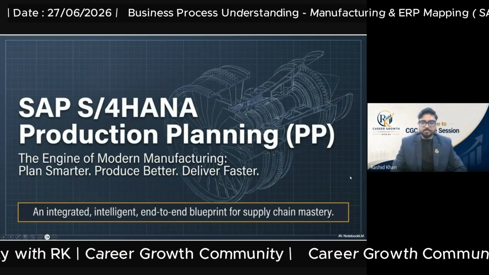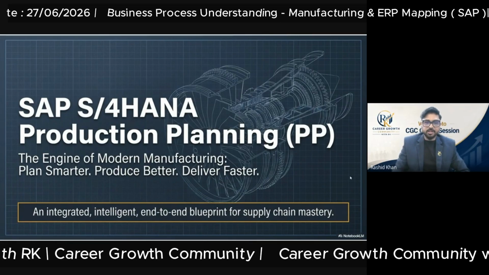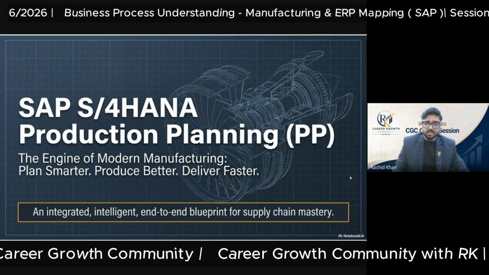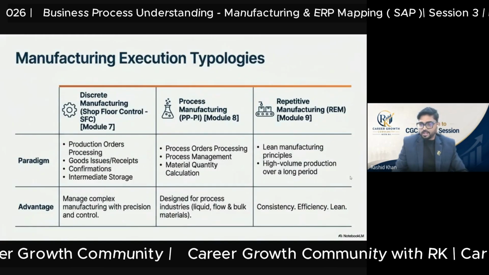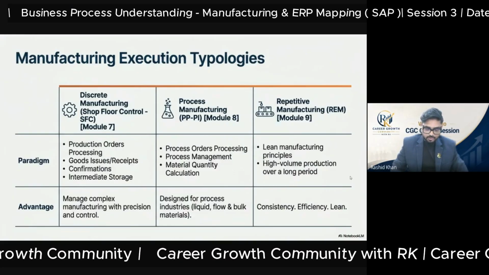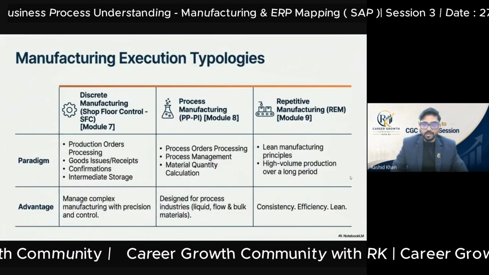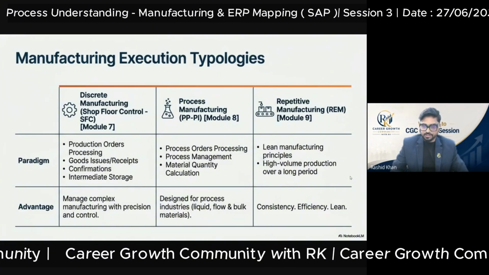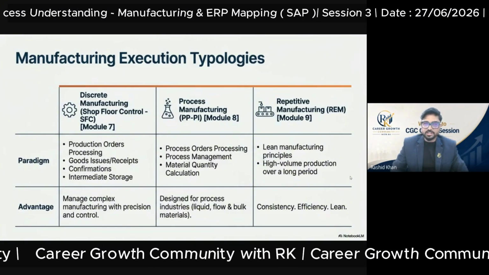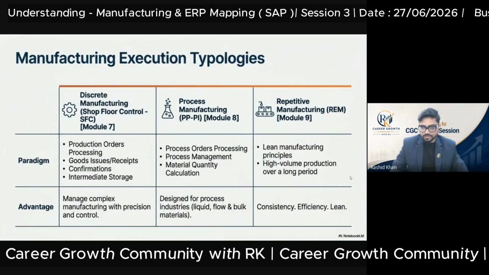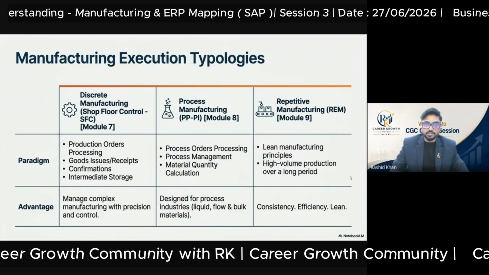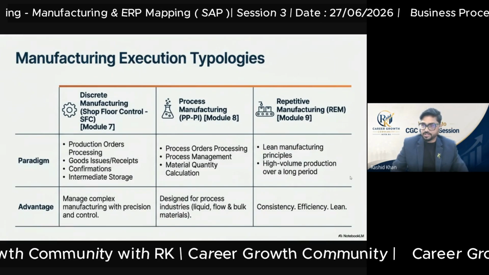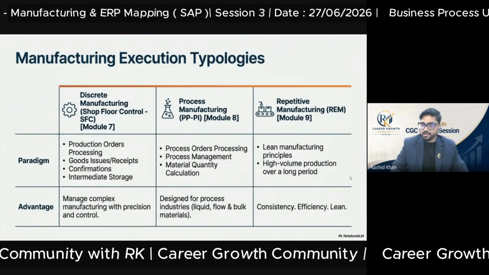So how is production planning and manufacturing mapped into SAP or any ERP? First of all, we have to understand how many types of manufacturing are done in the manufacturing industry. At a high level, there are three types of manufacturing processes. The first is discrete manufacturing. The second is process manufacturing. And the third is repetitive manufacturing.